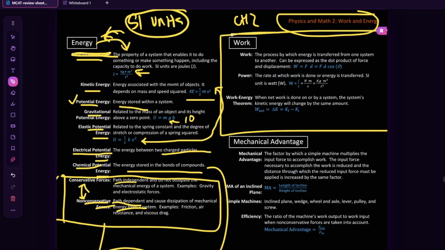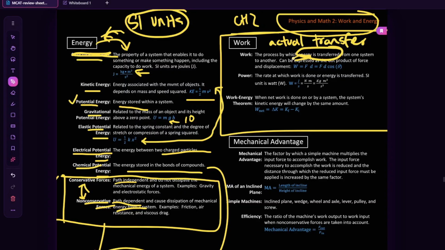Work is awesome, but in terms of physics, the definition is the process by which energy is transferred from one system to another. In everyday language, work means putting in the effort, like people say you gotta work harder, put more effort in. But in physics, work has a more specific meaning. It's about the actual transfer of energy from one system to another, and that's caused by a force acting through a distance.